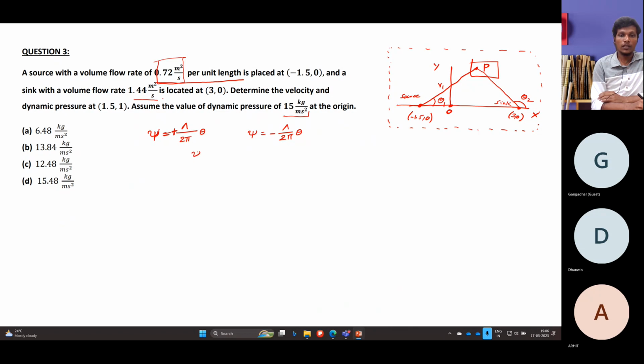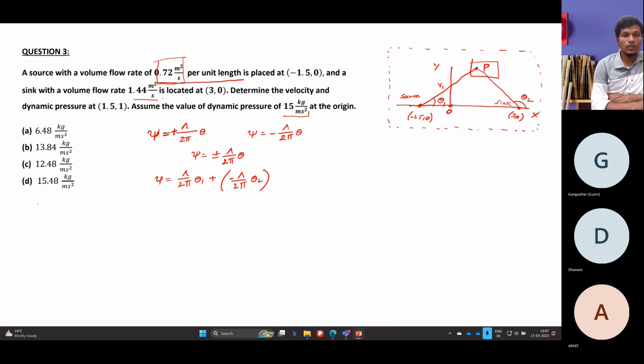So combined we can write it as plus or minus the volume flow rate by 2 pi into theta. Whether it is source flow or sink flow, you can write it like that. But since our theta is not the same for source and sink, because theta1 and theta2 are for the source and sink with respect to the point P where we need to calculate the dynamic pressure, we need to write separately that psi equals lambda by 2 pi theta1 plus or minus lambda by 2 pi theta2. We need to add the stream functions of both to get the actual velocity field.